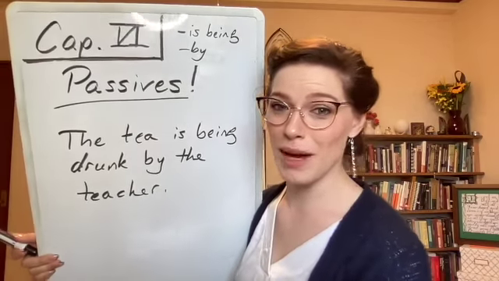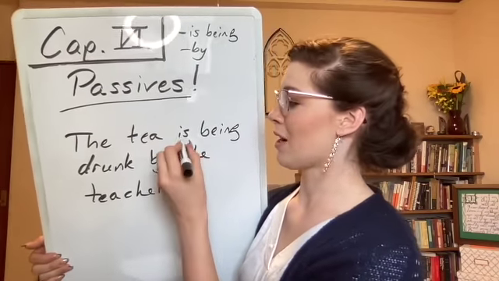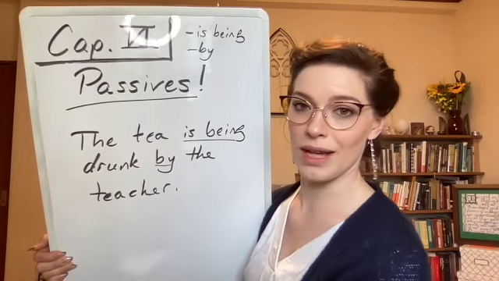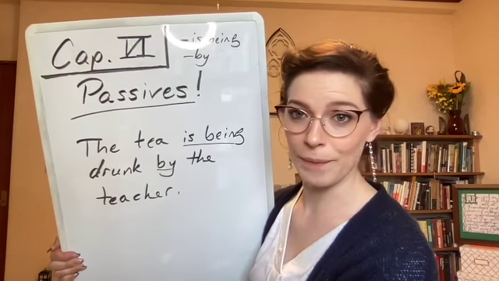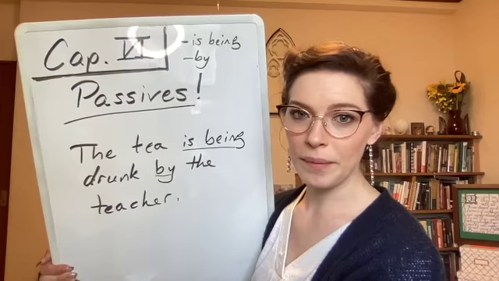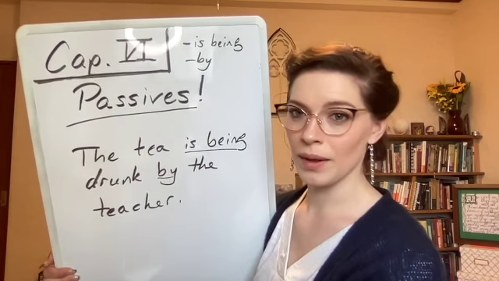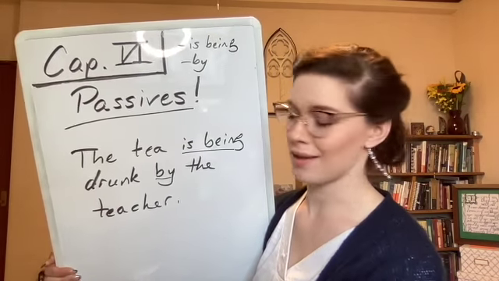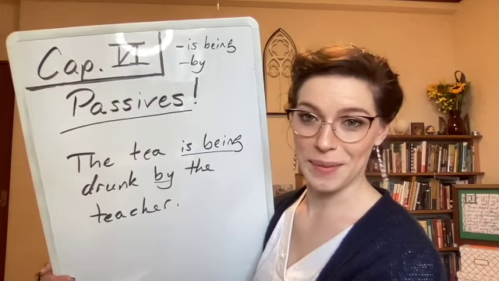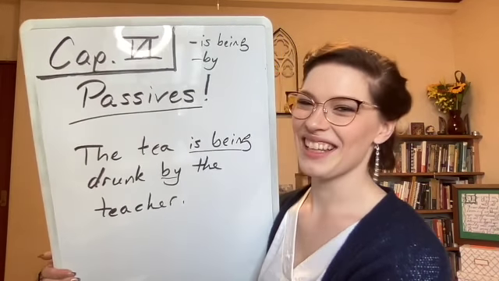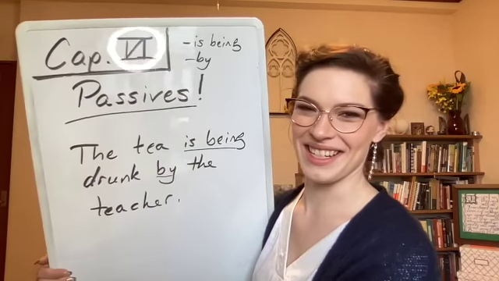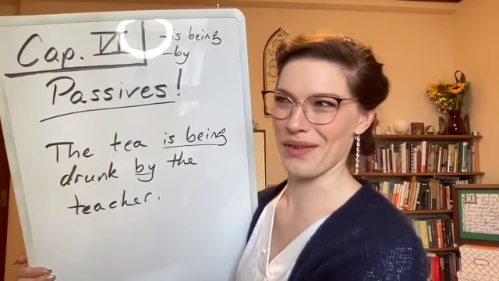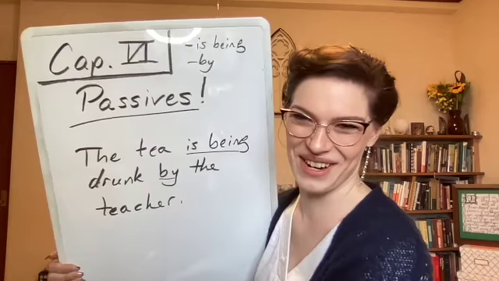The tea is being drunk by the teacher. We have our 2 things here that definitely make it passive. So these have to go away if it's going to be active, right? All right. Also, the verb will change slightly because this is just one of the weird things about English. Latin doesn't do this to you. It doesn't take drink to drunk for past tense. It's weird. All right.